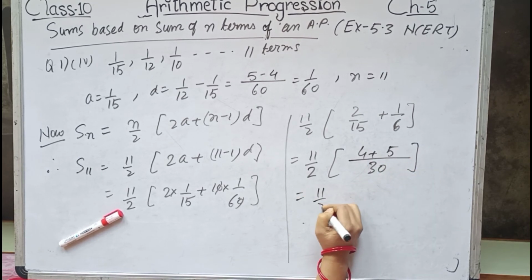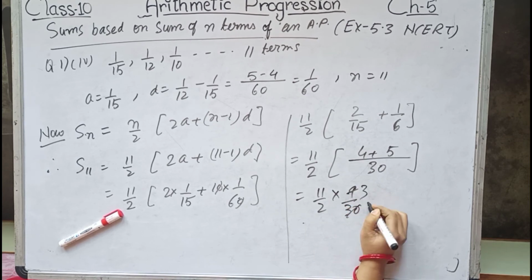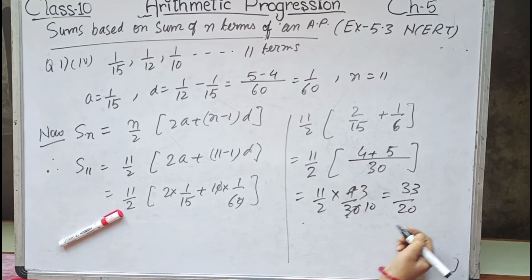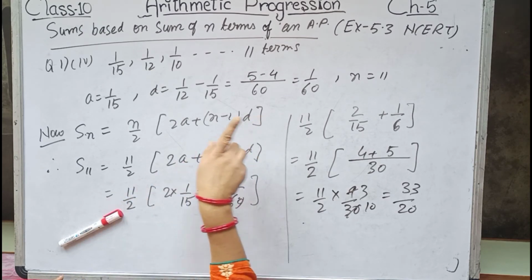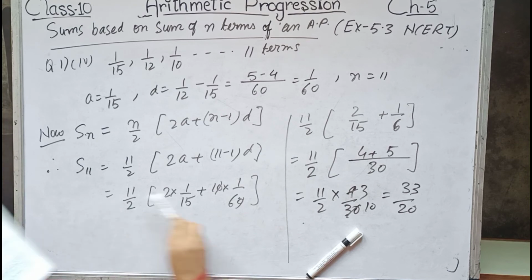So this will be equal to 11 by 2 into 9 by 30. So 3 3s and 3 1s. So this will be 33 by 20. So the sum of 11 terms of this given AP is 33 by 20.